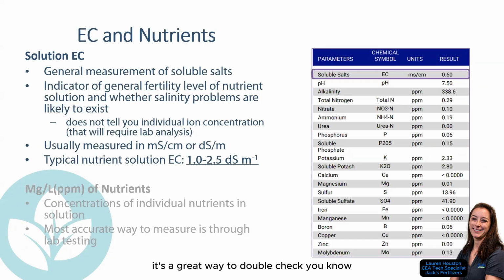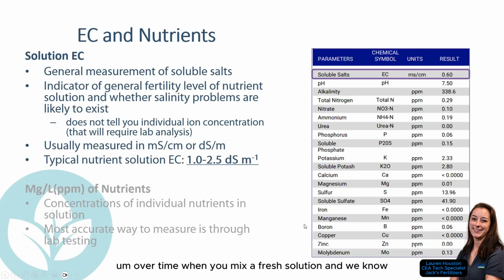It's a great way to double check your mixing and make sure that you have mixed correctly and your plants are going to receive all of the nutrients that they need. However, over time, EC is not a good measurement of individual nutrient concentrations. Since EC accounts for all of the soluble salts in solution, you can't really use EC to judge specific nutrients like nitrogen or phosphorus or potassium over time.